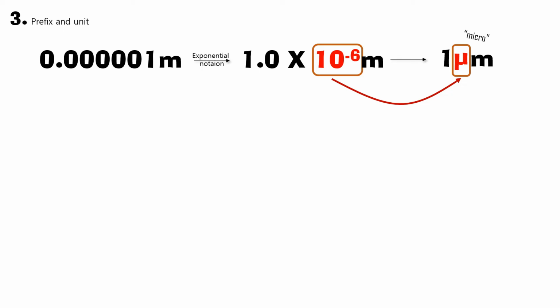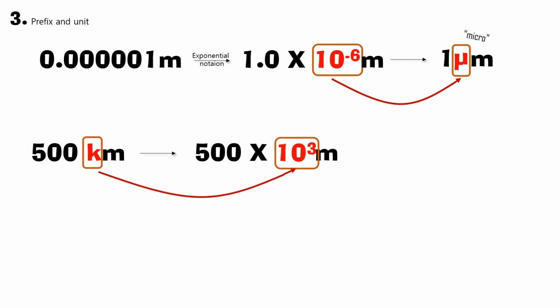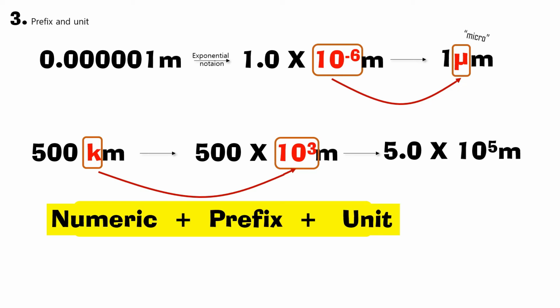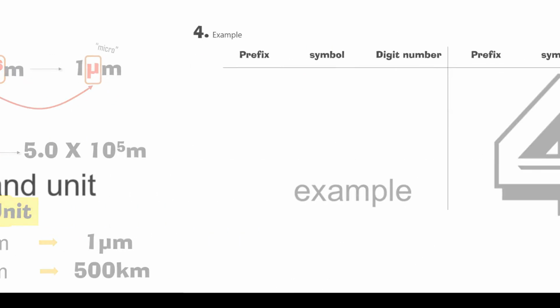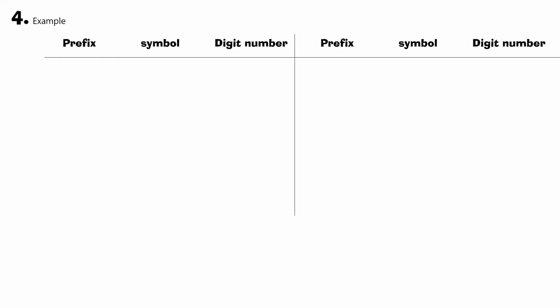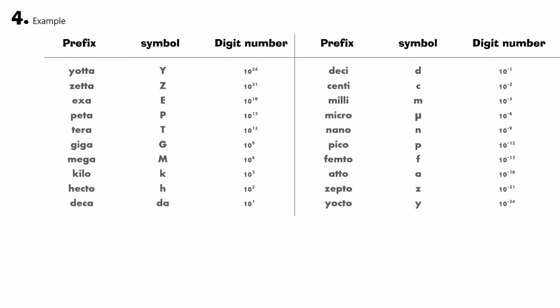How many meters are 500 kilometers? The prefix k before the meter indicates 10 to the power of 3. So 500 kilometers is 5 times 10 to the power of 5 meters. Prefixes are attached to units when representing such a very large or small amount. Therefore, you can always express the physical quantity measured in number plus prefix plus units. Let me summarize the prefix types just once. The following table shows 20 digits, from 10 to the power of -24 to 10 to the power of 24.